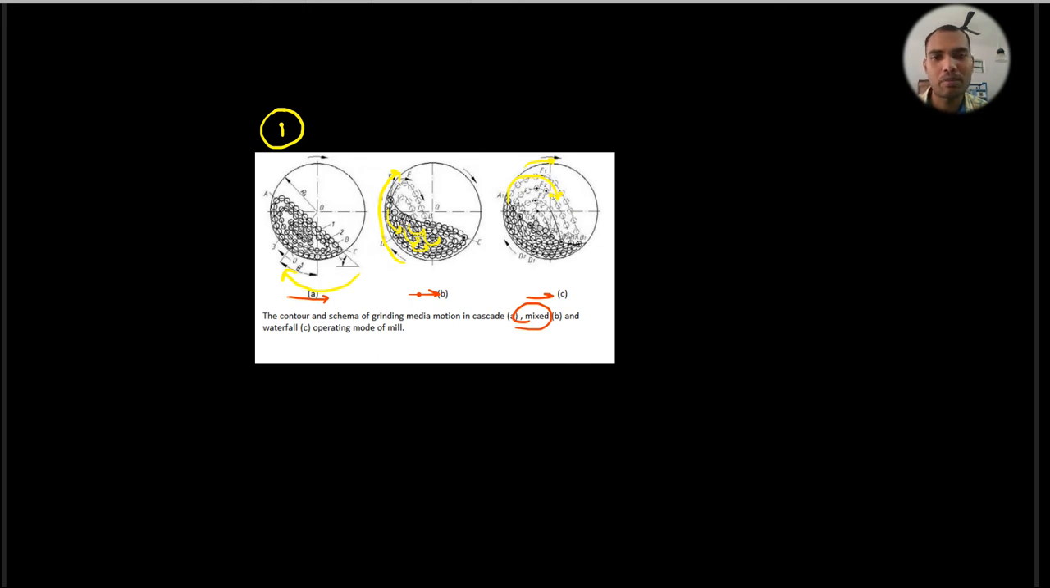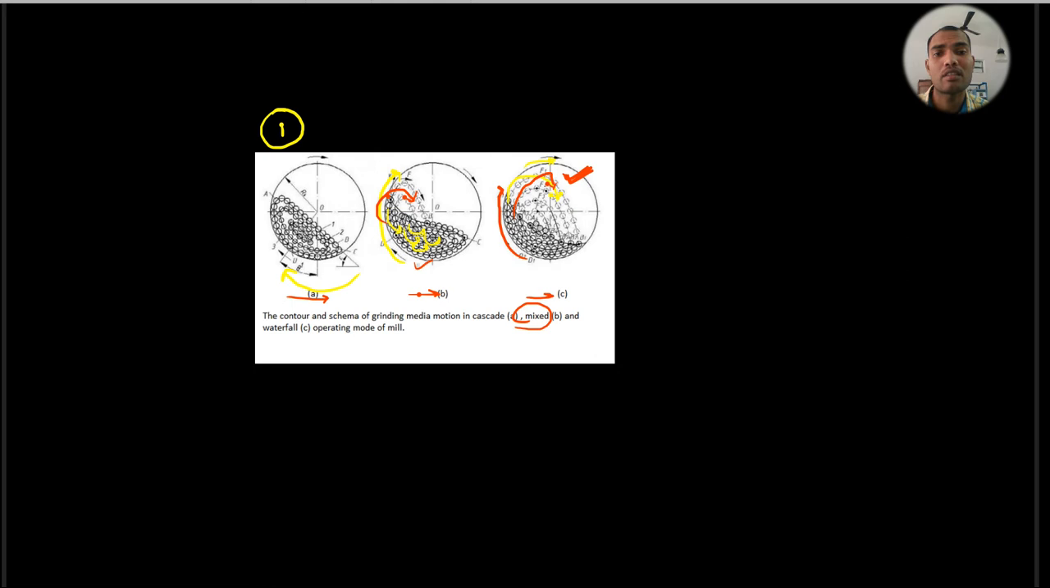If we further increase the speed of the cell, what will happen? It will go and fall, which is my waterfall pattern. Now if we increase the speed more and more, what will happen? It will go to the top and fall. Now which one is desired out of these three? Out of these three patterns, we need the third pattern the most, which is the operating mode of the ball mill.